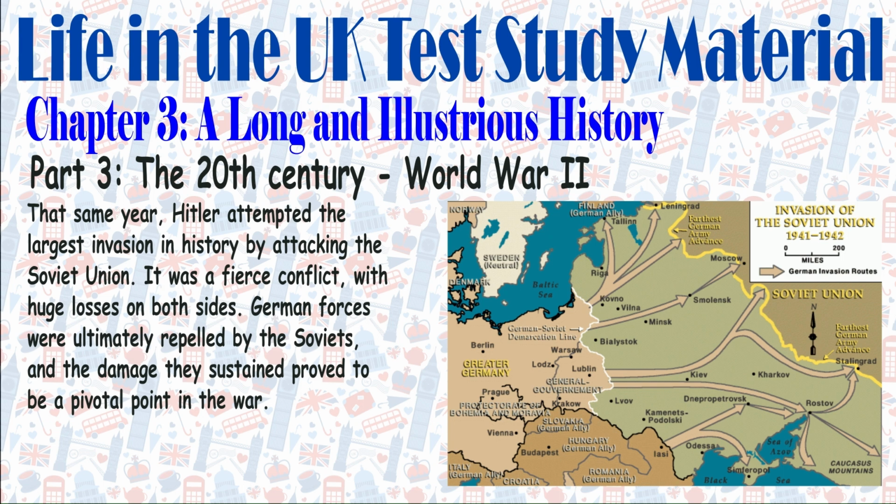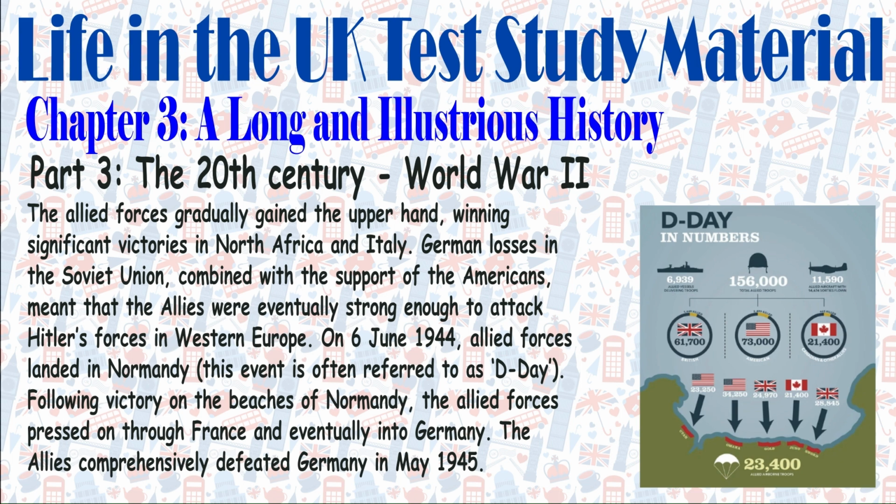German forces were ultimately repelled by the Soviets, and the damage they sustained proved to be a pivotal point in the war. The Allied forces gradually gained the upper hand, winning significant victories in North Africa and Italy. German losses in the Soviet Union, combined with the support of the Americans, meant that the Allies were eventually strong enough to attack Hitler's forces in Western Europe.